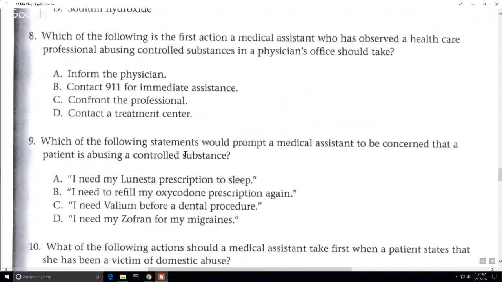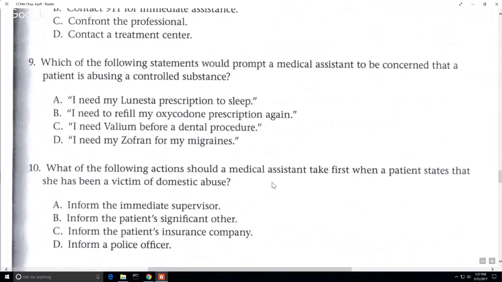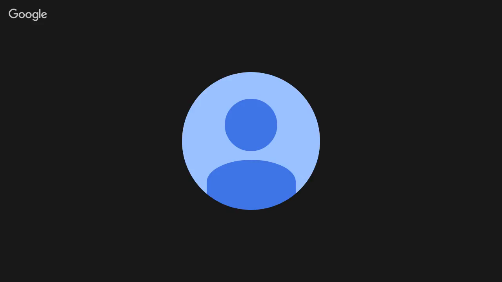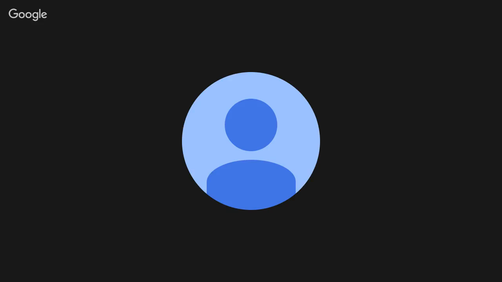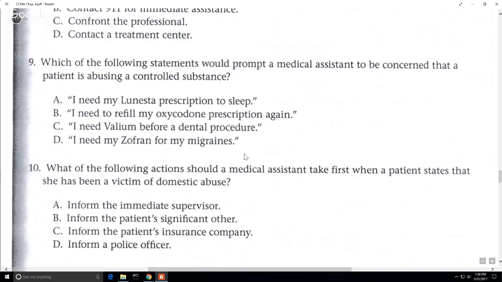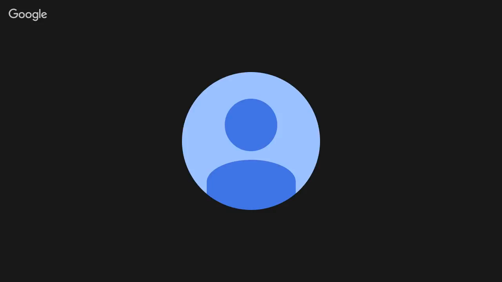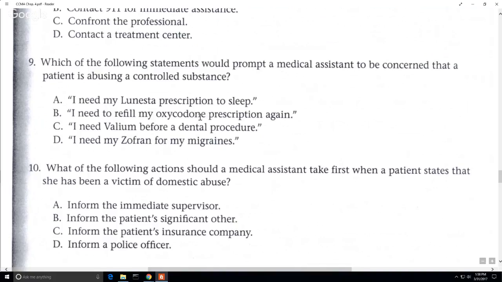Which of the following statements would prompt a medical assistant to be concerned that the patient is abusing a controlled substance? All of them, but the B. Yeah, oxycodone is a narcotic, and Valium isn't good either. Neither is Zofran. The others are maybe tranquilizers, but not narcotics. Oxycodone has codeine in it, that's a narcotic.